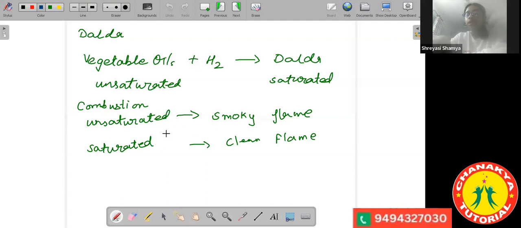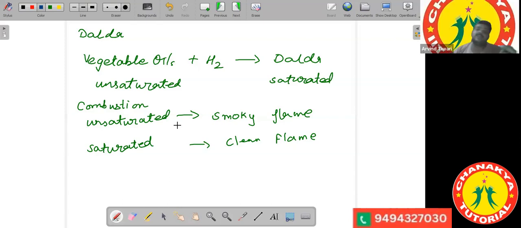Saturated give a clear blue flame, and unsaturated give a sooty yellow flame. Yes, unsaturated ones give a sooty yellow flame, because more oxygen is required for their combustion, so they generally give a sooty flame.